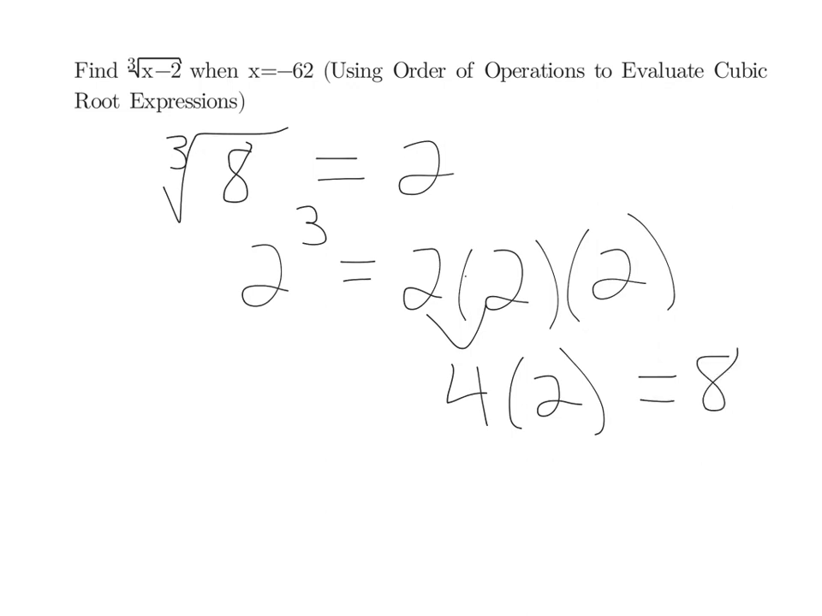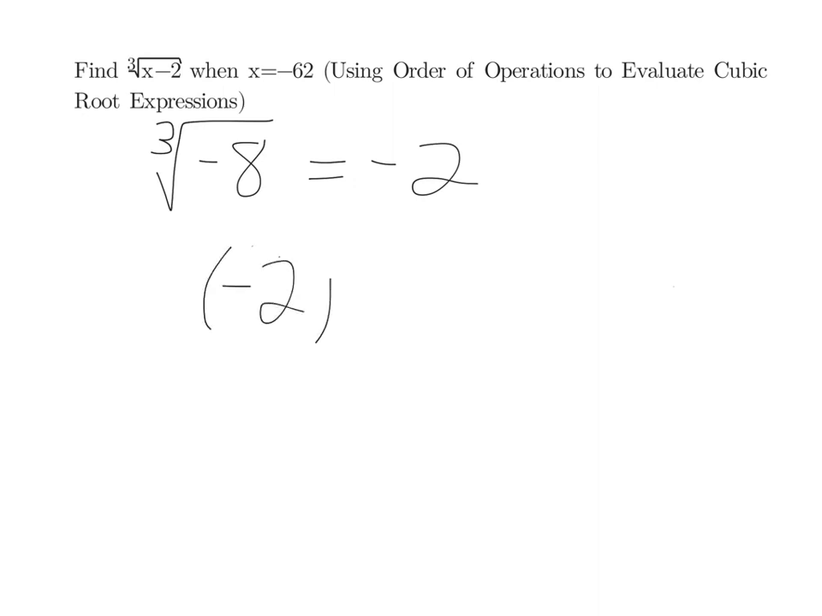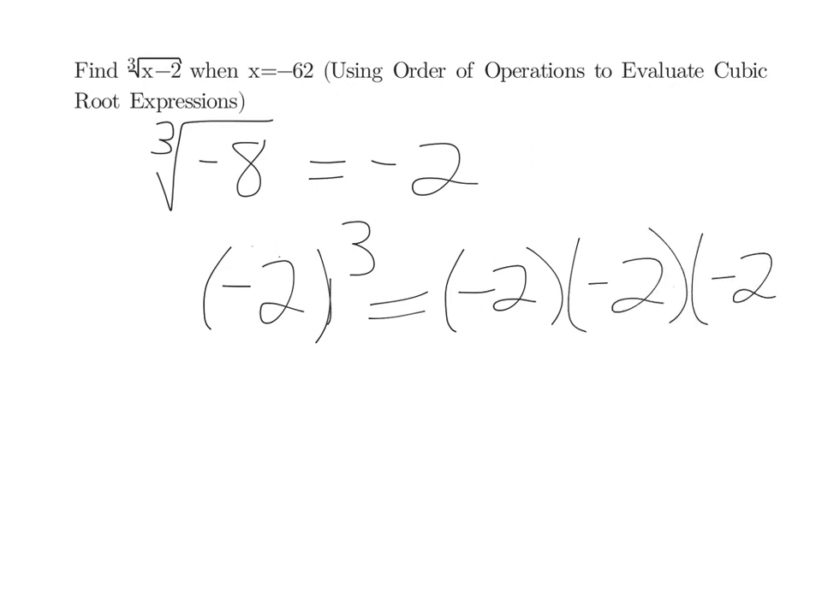Now let's see what happens when we take the cubic root of a negative number. So let's try the cubic root of negative 8. So the cubic root of negative 8 is negative 2. Let's see why. Well, when you take negative 2 and raise it to the third power, you have 3 factors of negative 2. Be careful with your signs.